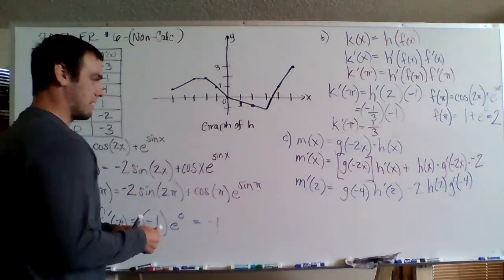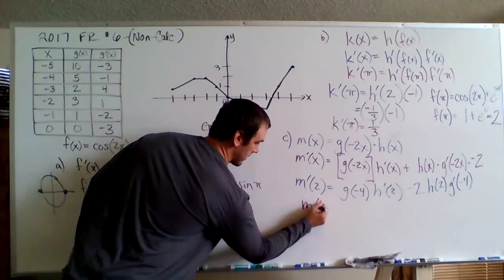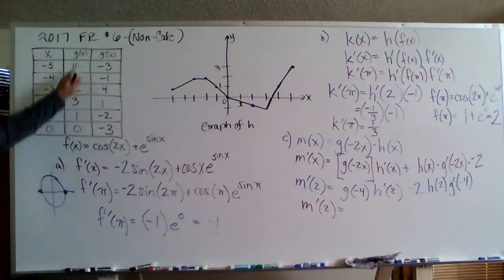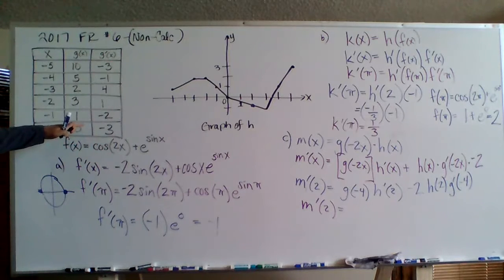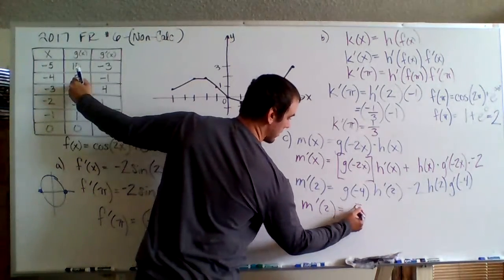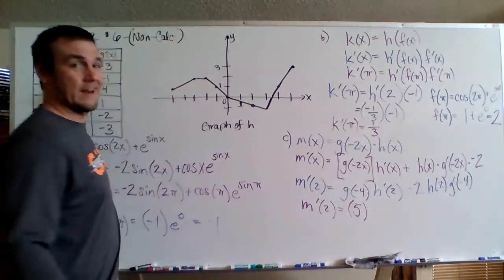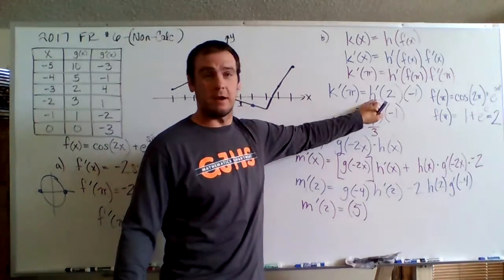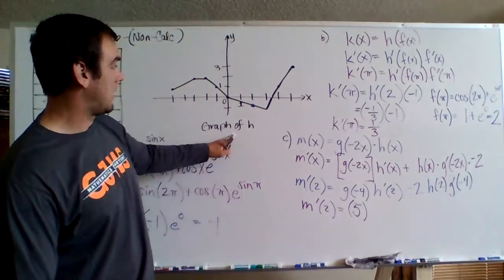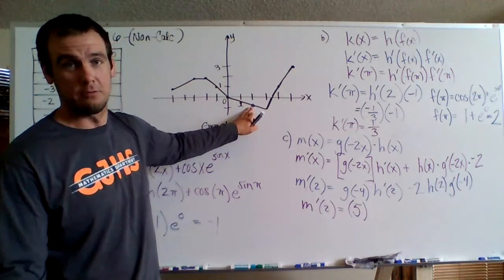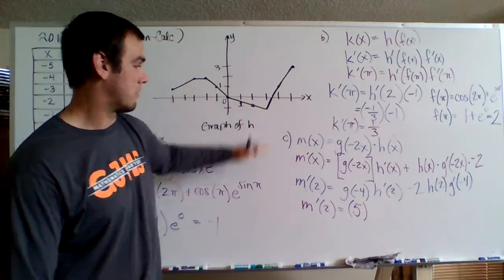So let's begin with g of -4. So we got m prime of 2. So g of -4. We got a table here with g and g prime. So I want to know what g is when x is -4. So g is going to be 5 there. Then we want to find h prime of 2, which I think we already did. Remember h prime of 2 we did up here. h prime is the slope of h, so it's going to be our slope here again at 2. So -1/3 is our slope.